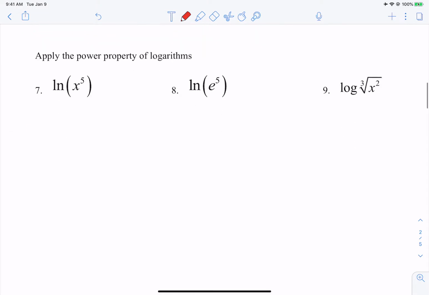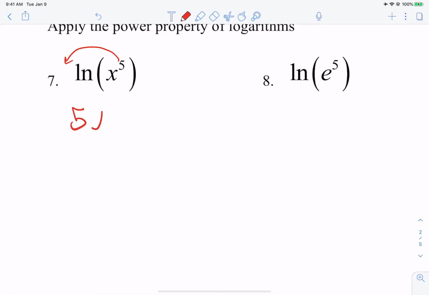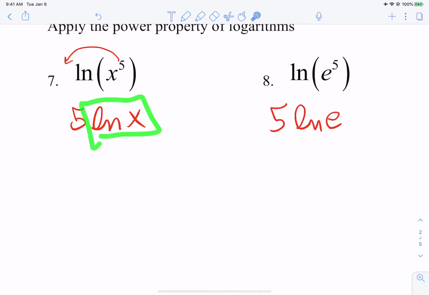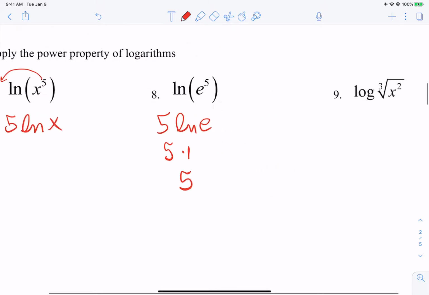Okay, so this next property is kind of an interesting one. We haven't used the power property yet. What that allows us to do if we have a power is to drop the power down in front. So this is really 5 times the natural log of x. This is 5 times the natural log of e. Now, the natural log of x we can't do a darn thing about. But the natural log of e is what power do you put on an e to get e? And that would be 5 times 1 or 5. So that's kind of a neat thing that happened there.